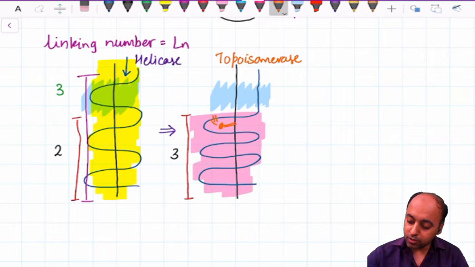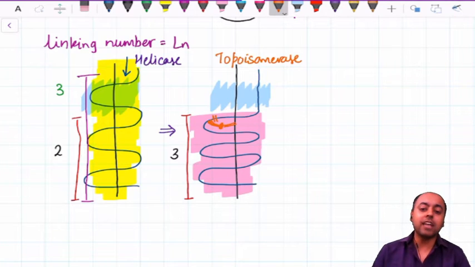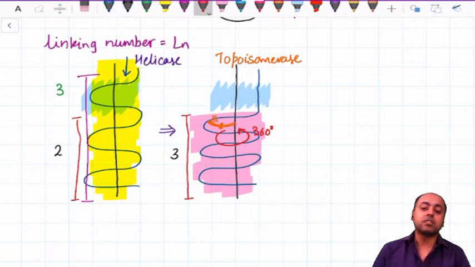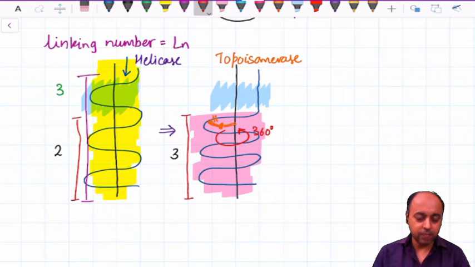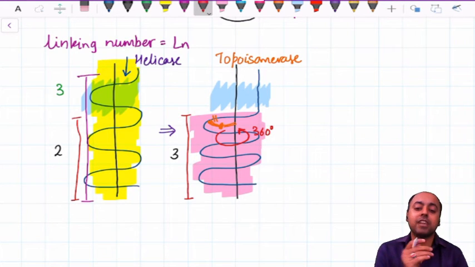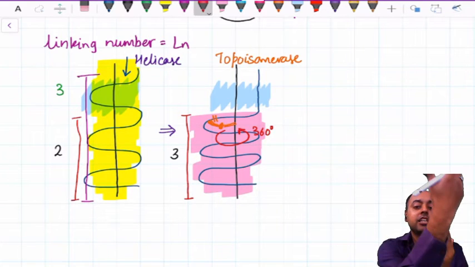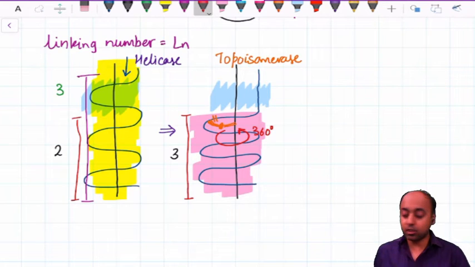After introducing the cut, it will catch hold of the lower strand and complete a rotation by 360 degrees. And once it has completed the rotation by 360 degrees, the energy which was released during cutting is withheld by the topoisomerase, and it uses the same energy to rejoin. So first it will cut, it will rotate by 360 degrees, and then rejoin the two strands.